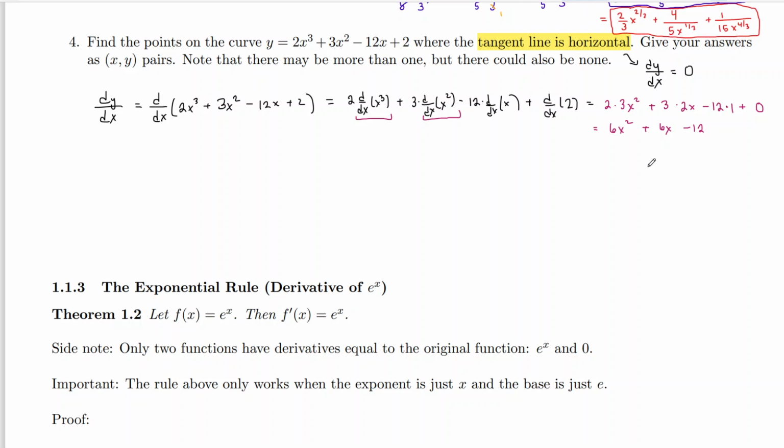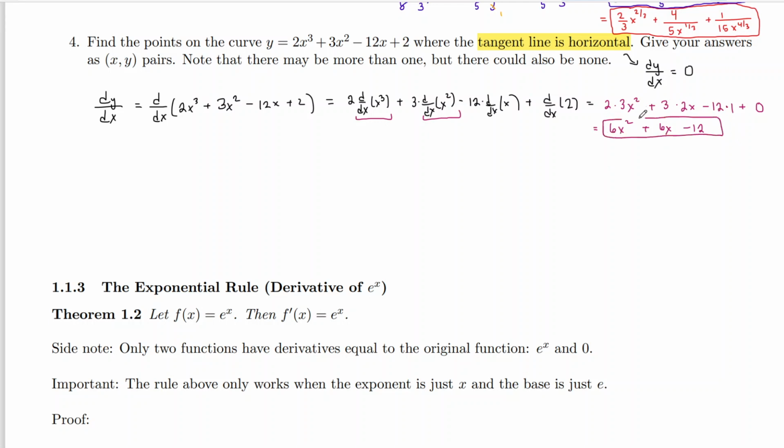Now, one thing you may be looking at for the derivative is that, well, we have a 6 everywhere. Can we just factor out a 6? You could factor out a 6, but it's still going to be there. You cannot cancel out a 6. So it's best just to leave your derivative as is. This is our derivative.